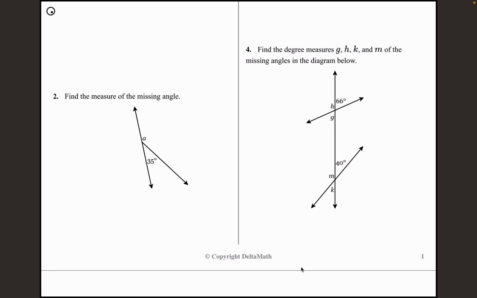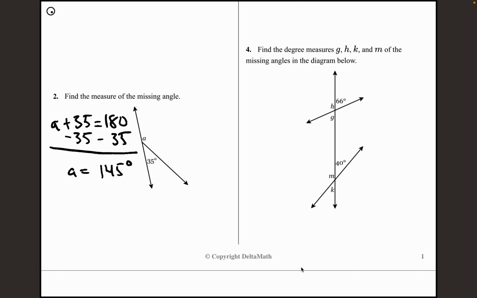So we're finding A. If we're solving for 180, the way you can solve this is we can say A plus 35 equals 180. So all we're doing is just 180 minus 35. Who can tell me what that is? Close. 145. So that's our value of angle A, 145.